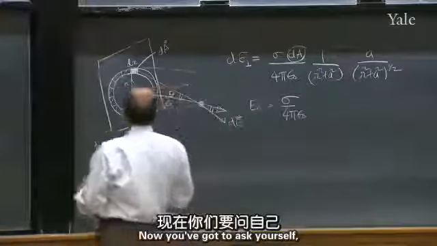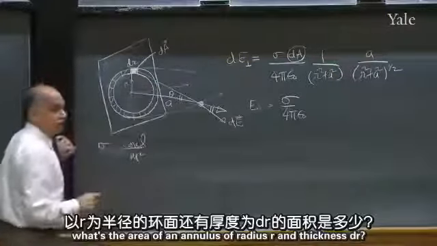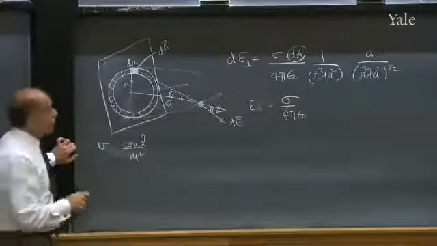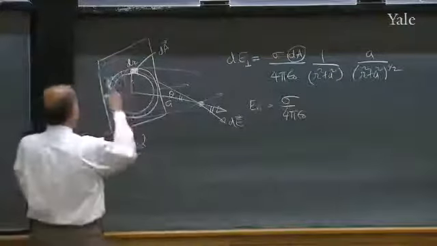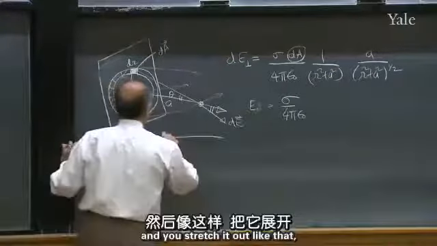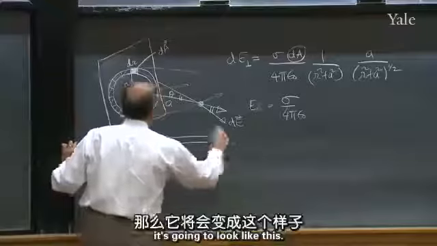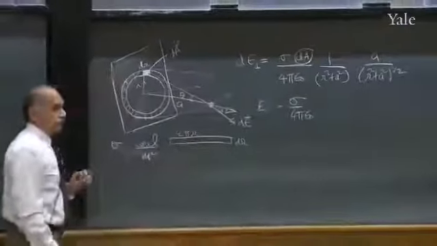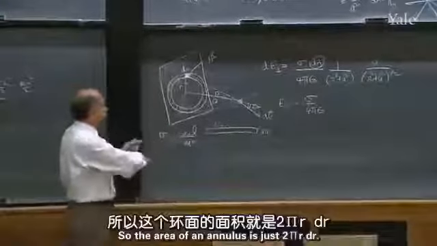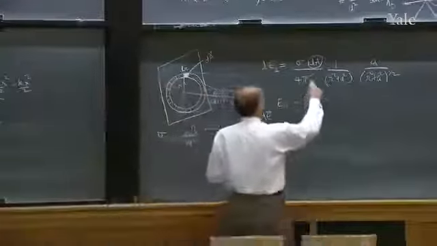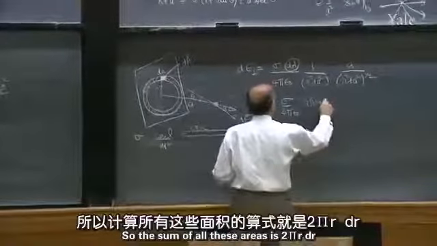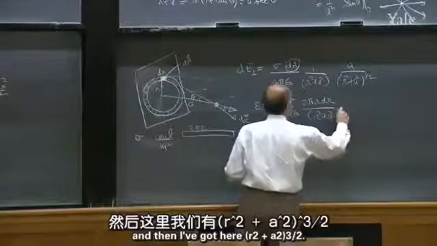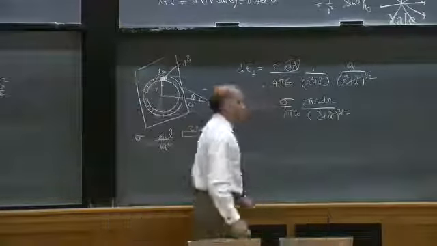Now you've got to ask yourself, what's the area of an annulus of radius r and thickness dr? So take that annulus, take a pair of scissors, and cut it, and stretch it out like that. It's going to look like this. This is dr, and this is 2 pi r. So the area of an annulus is just 2 pi r dr. So the sum of all these areas is 2 pi r dr, and then I've got here r squared plus a squared to the 3 over 2.